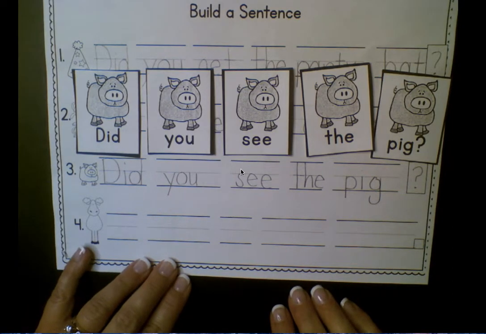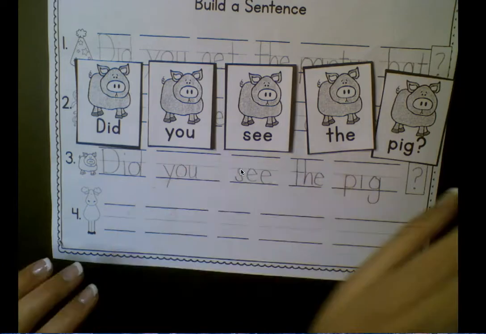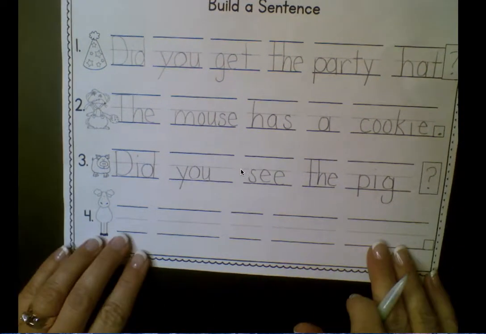So remember, a sentence has to have a capital letter at the beginning. It has to have an end mark. It has to have spaces between the words, and it also has to make sense. So there's a lot of things that go into making up a sentence. We're on to our last sentence.